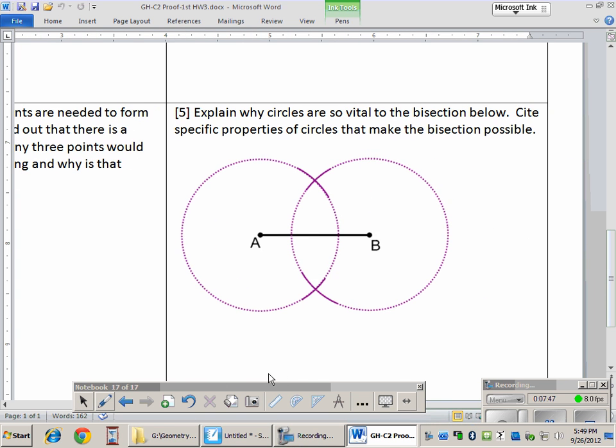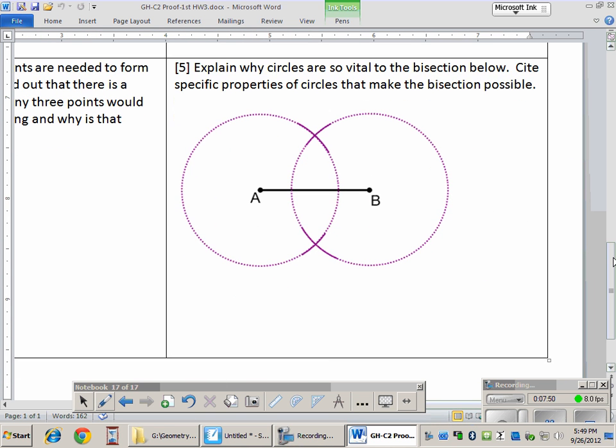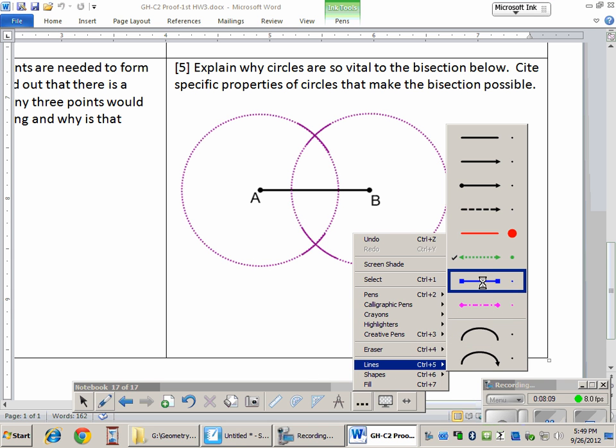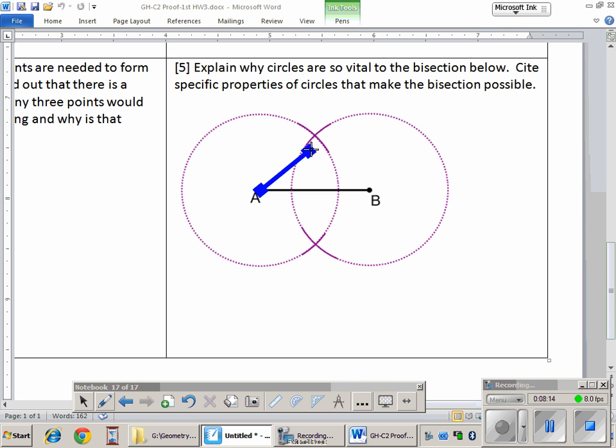Explain why circles are so vital to the bisection below. Cite specific properties of circles that make the bisection possible. Well, guys, this all goes down to the idea of a radius. The purple darkened arcs are the arcs you actually need, but remember, they're part of bigger circles. The whole idea here is if I choose a radius, say between A and the end of the circle, that radius is going to be the same for the entire circle.